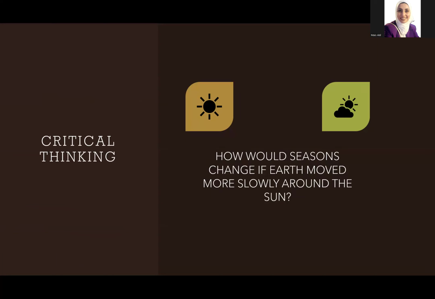How would seasons change if Earth moved more slowly around the sun? You know that the Earth takes about 365 days to finish one revolution around the sun. In these 365 days, it has 4 seasons, and there are 12 months, and each season takes about 3 months. So let's say the Earth takes 400 days to make one revolution around the sun. What do you think? What would happen to the seasons?